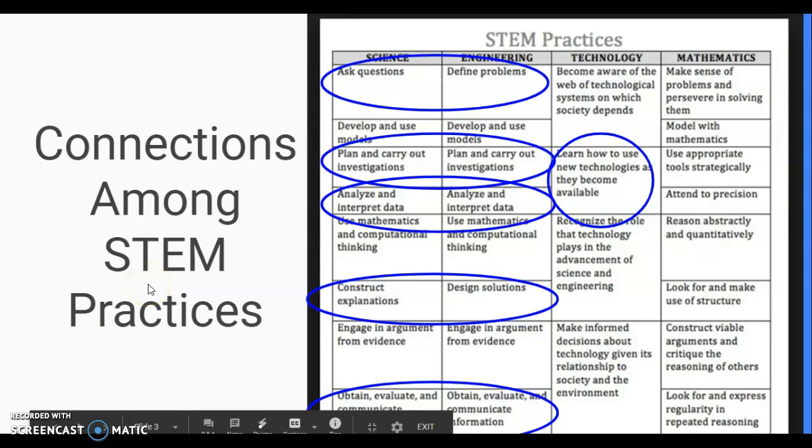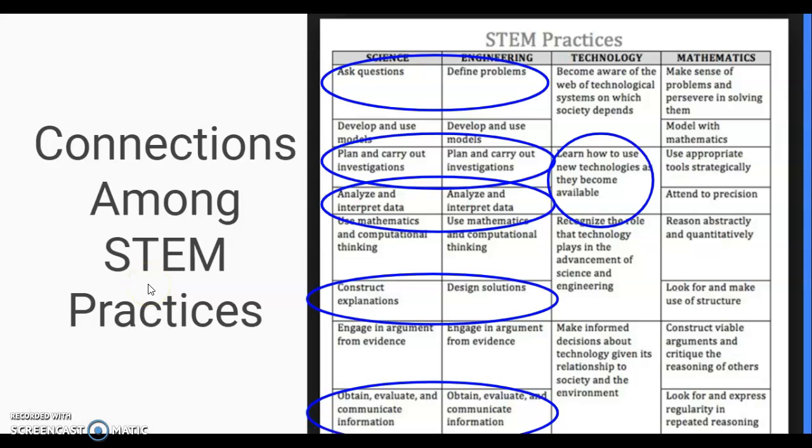So, connections among STEM practices. For technology, the simulation is a new technology that helps us better understand the situation prior to our investigation. We define the problem, we ask questions about what type of soil and land cover would be the best for the healthiest watershed. We planned and carried out the investigations by creating the erosion bottles and choosing what things to put in the bottles.